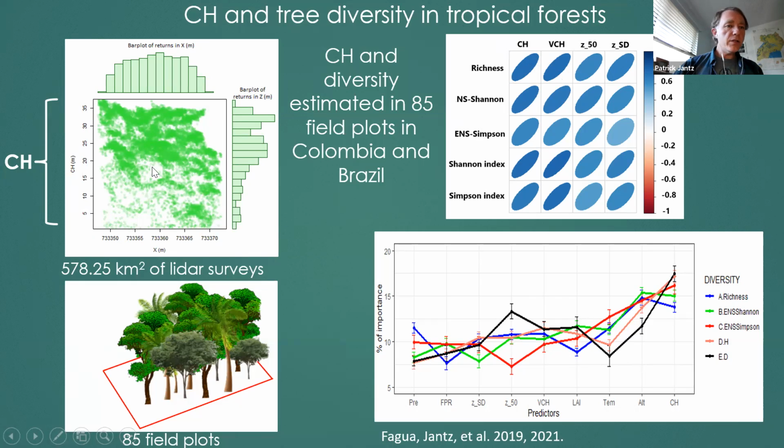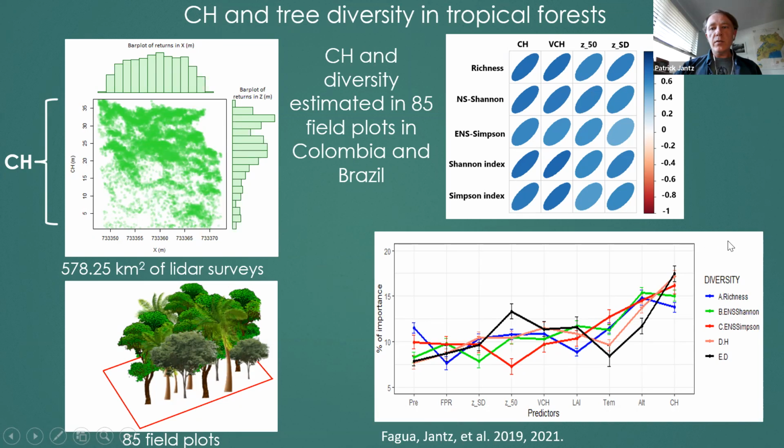On the top left is an example of what the point cloud might look like for one of those plots. Canopy height is on the y-axis and latitude is on the x-axis, showing different returns. A lot of it's in the upper canopies and dense understory. And these are the types of measurements we linked up with the field plots. These were linear relationships.